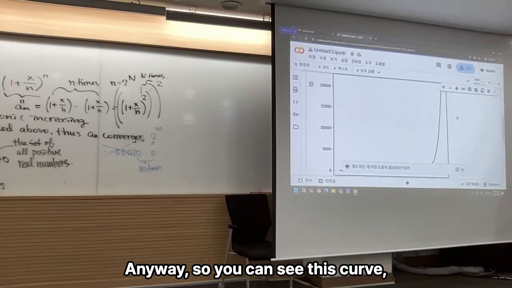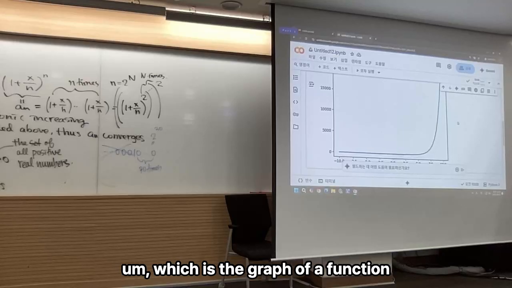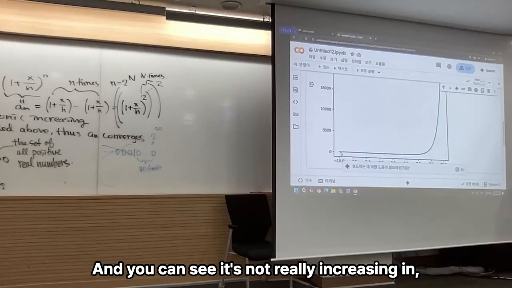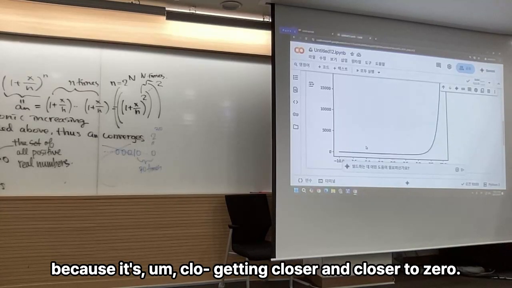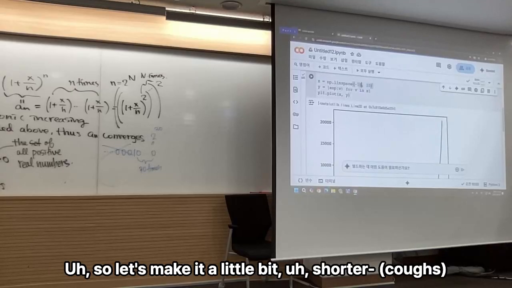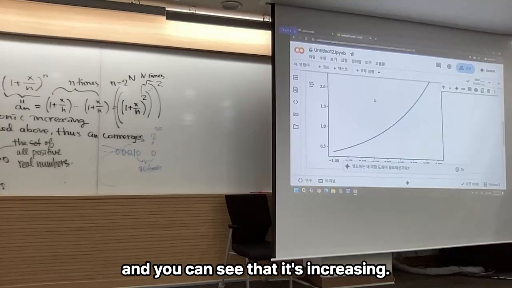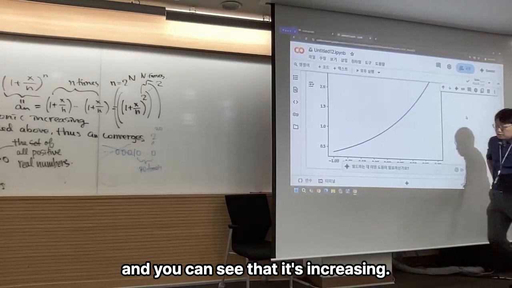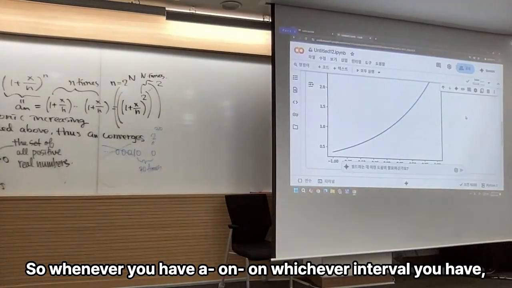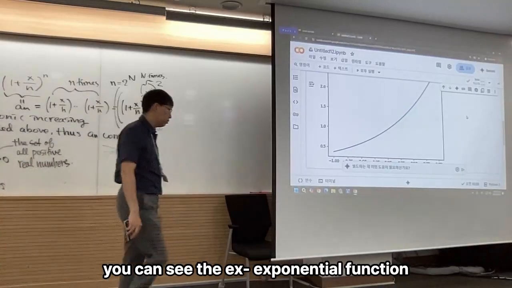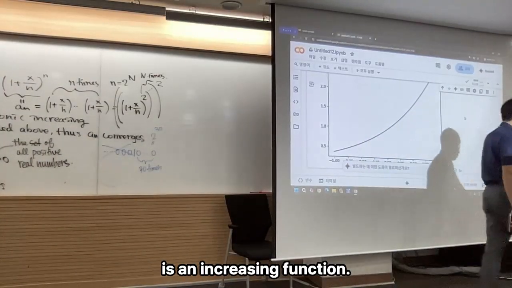you can see a curve, which is the graph of a function, which is increasing. And you can see it's not really increasing when you have negative values, because it's getting closer and closer to 0. So let's make the interval a little bit shorter, and you can see that it's increasing. Whichever interval you have, you can see the exponential function is an increasing function.